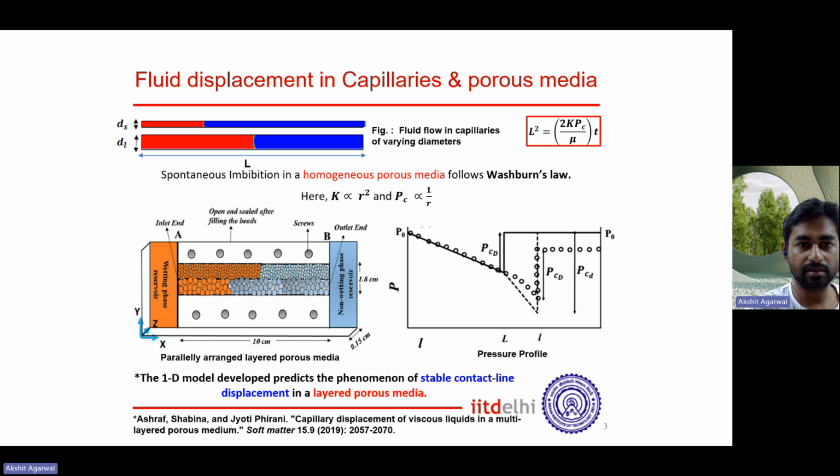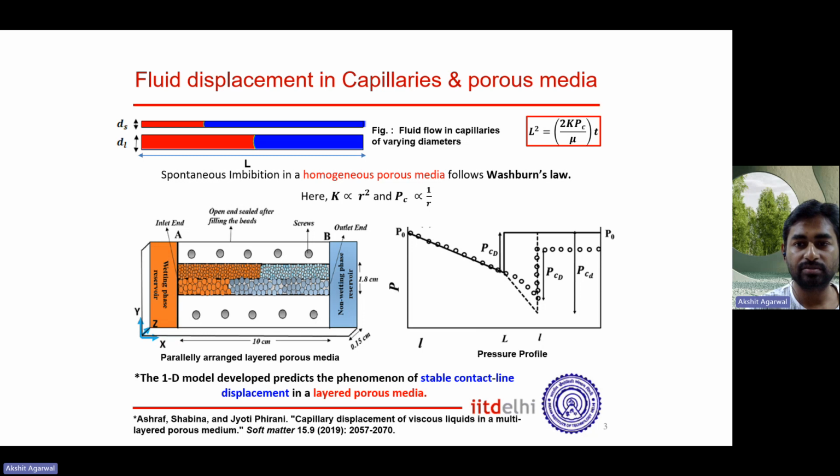However, when two layers are studied in interaction with each other, Ashraf et al. performed experiments to find out what happens when we have two layers in contact with each other and observed that the fluid goes faster in a smaller permeability layer because the capillary pressure is high in a smaller permeability layer. They also performed simulations to verify their results. The pressure profile in this graph shows that there is a sudden change of pressure at the interface.